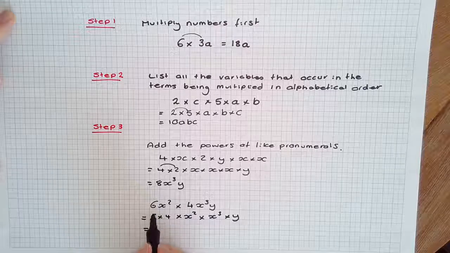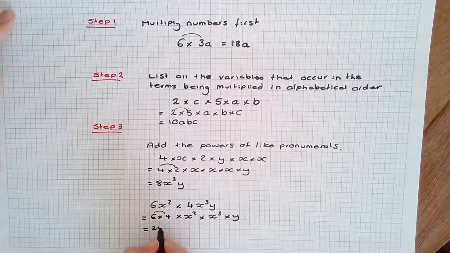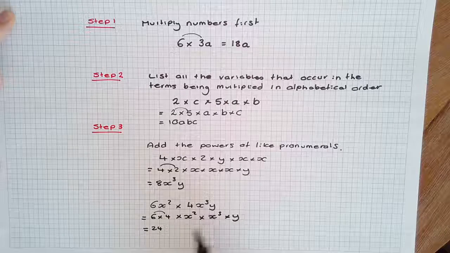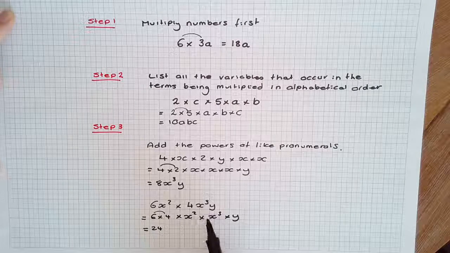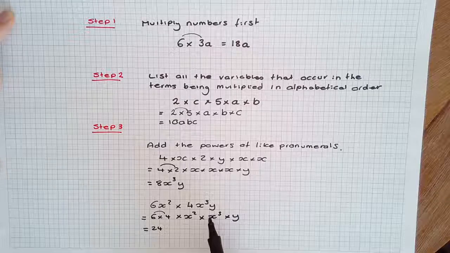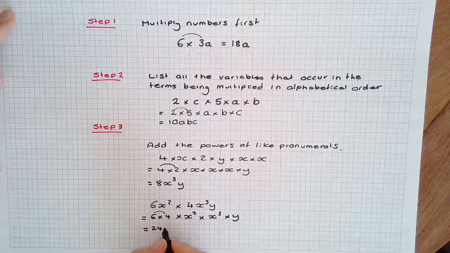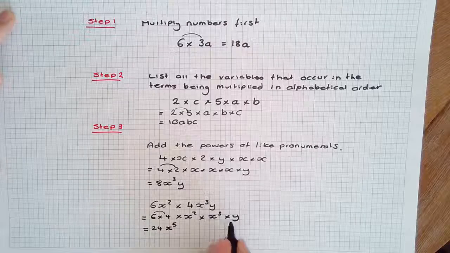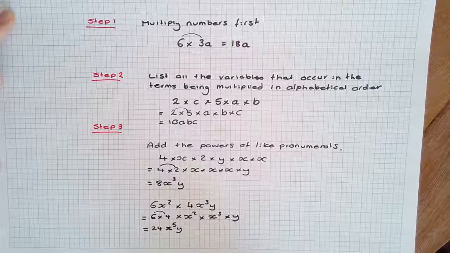Multiplying the numbers is step 1, 6 times 4, 24, and adding the powers: x squared times x cubed. Well, that would be x times x times x times x times x. That is 5 x's being multiplied. x to the power of 5, and then we've got the y on the end, omitting the multiplication sign.